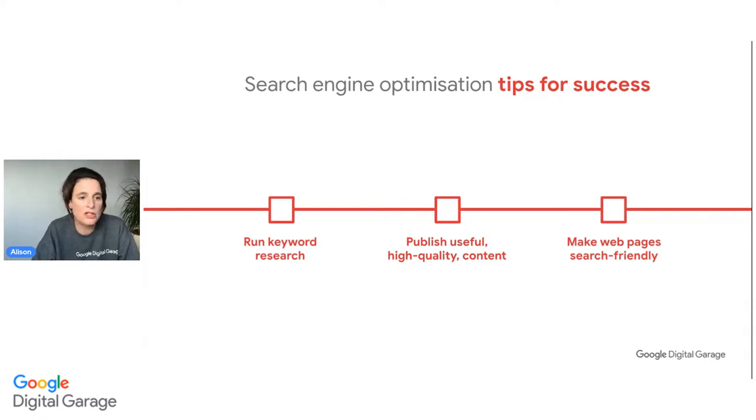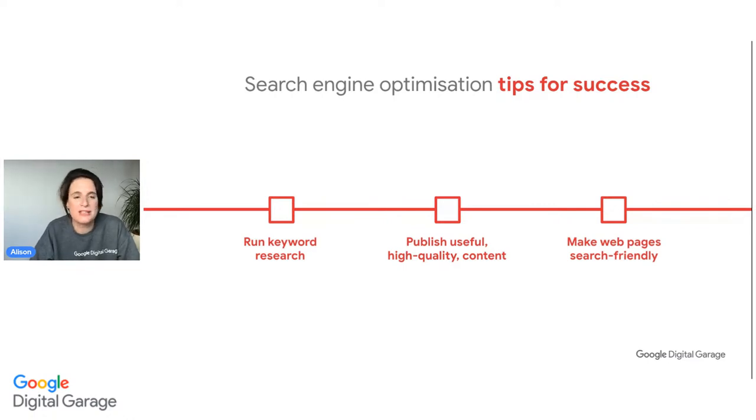Make sure you publish useful, high quality content. So this is so important. You need to make sure that your content is useful to your audience. You don't want your audience to arrive at your website and think, well, that's not very useful, that's not very helpful, and disappear. You want people to come and engage with your website. So make sure you publish useful, high quality content and keep it fresh and up to date.